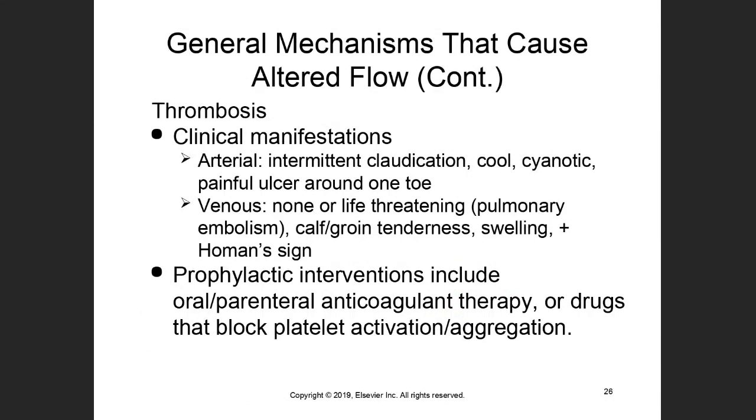Thrombosis clinical manifestation, arterial: intermittent claudication. Those are the patients that have arterial insufficiency. When they go out to walk, to do any activity, they have pain. The description is basically, when I walk, I have pain in my leg. That's claudication. When they stop walking, the pain goes away. Venous: non-life-threatening or life-threatening pulmonary embolism, producing cough, groin tenderness, swelling, and Homan's signs.